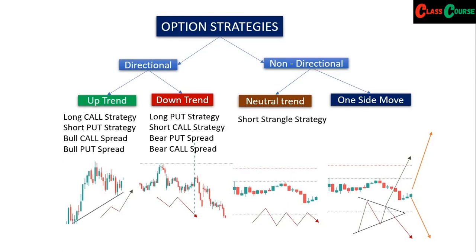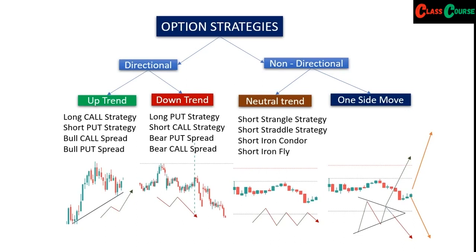Now coming to the neutral trend, that is one of the strong parts of this course. All these neutral trend strategies, we are going to backtest each and everything one by one, and we are going to see what the results of these strategies are. The strategies are short strangle, short straddle, short iron condor and short iron fly. So these are the four strategies in a neutral trend market.